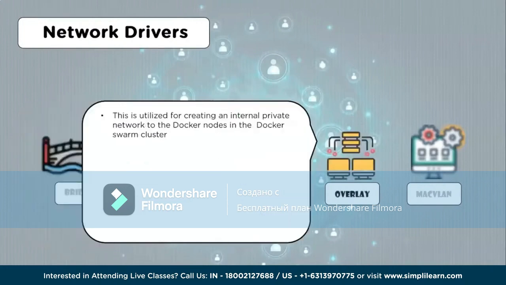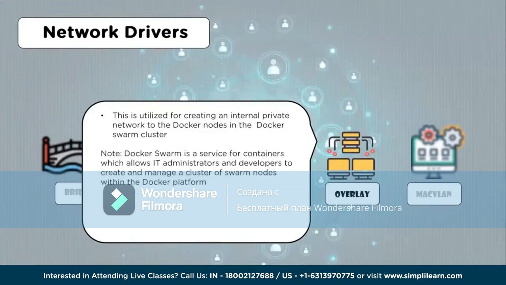Next one is the overlay. This one is utilized for creating an internal private network for the Docker nodes in the Docker Swarm cluster. So overlay does not come up in the case of a standalone Docker installation. The moment you go with a Docker Swarm cluster, at that moment the overlay type of network is created. Docker Swarm is an orchestration tool, so it requires an overlay kind of driver which can help achieve networking in a cluster, because in Docker Swarm you have a manager node, worker nodes, different machines.